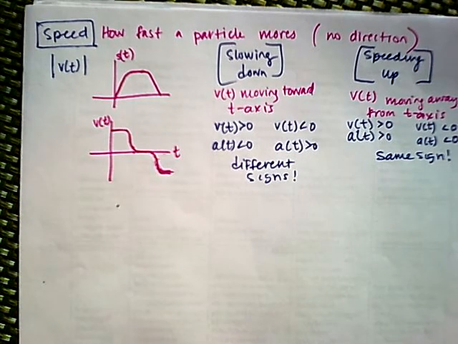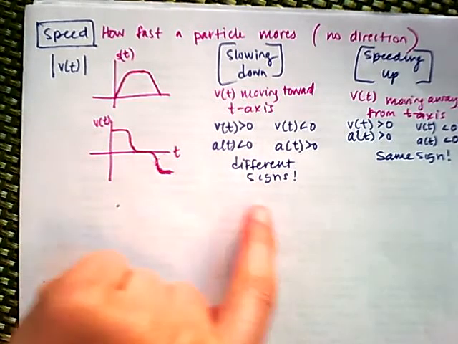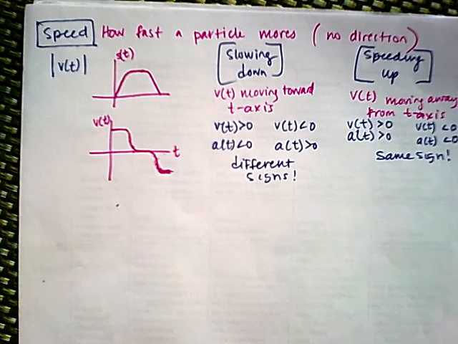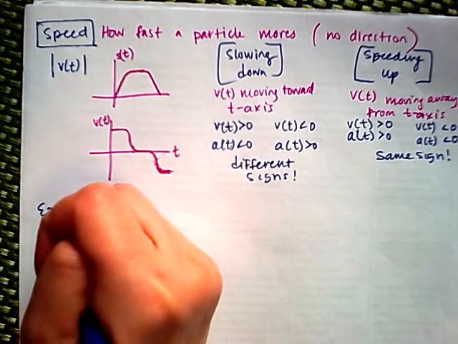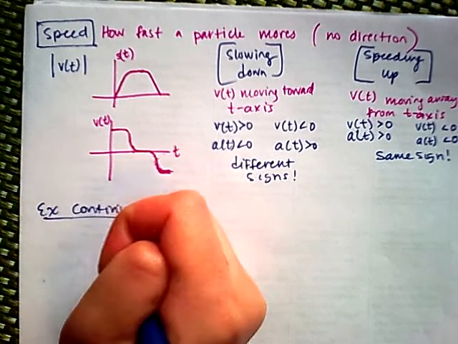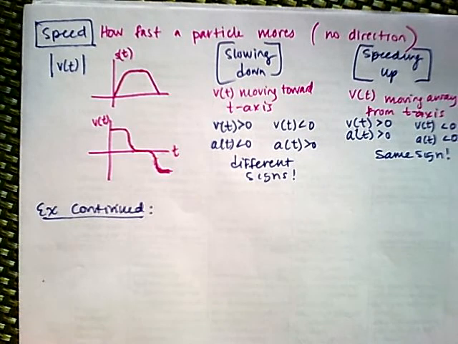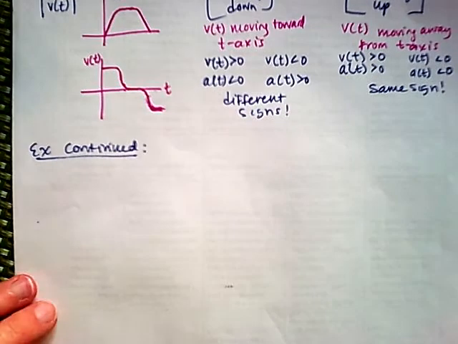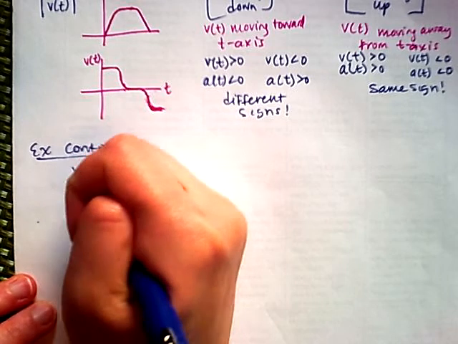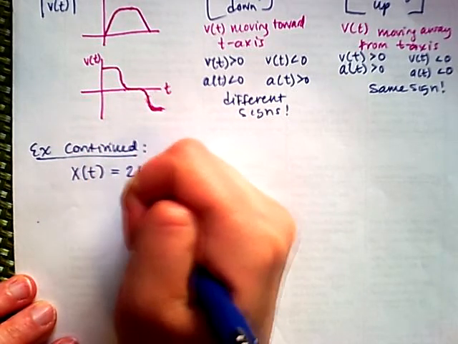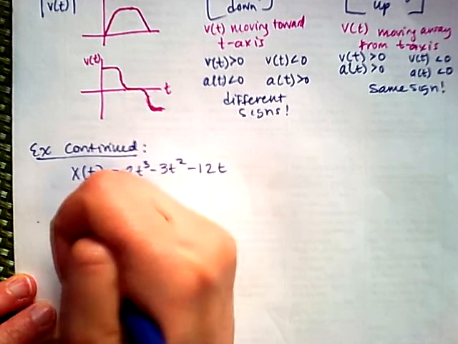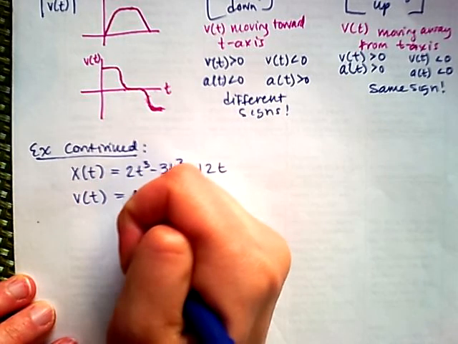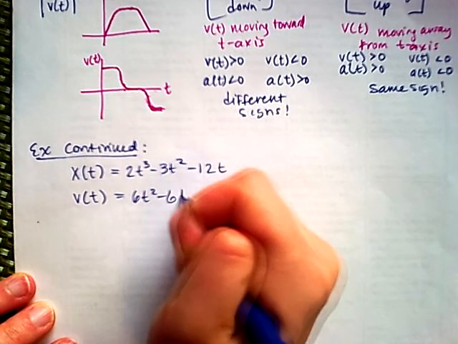Okay, so now that I've explained speeding up and slowing down to you, let's go back to our example equation and see how it applies there. This is the last thing we'll do, I promise. No, you try. So the equation we were working with was x of t equals 2t to the third minus 3t squared minus 12t. Then we found v of t, which was 6t squared minus 6t minus 12.